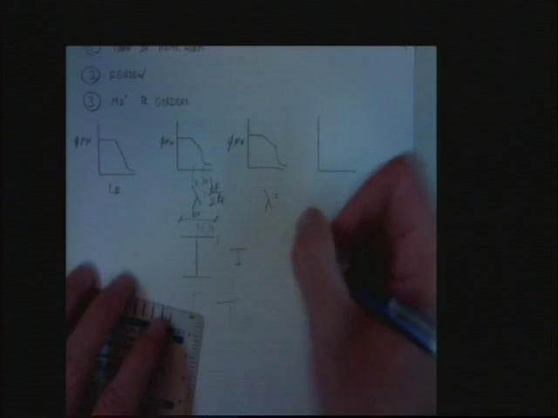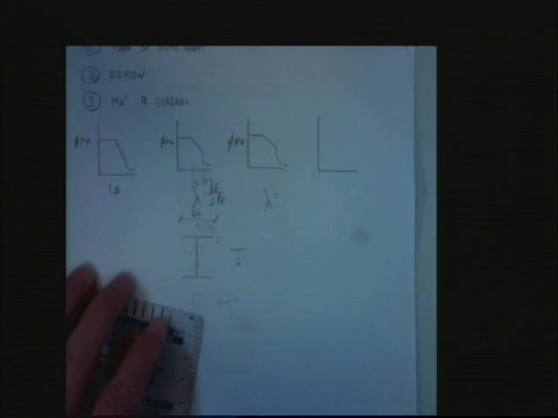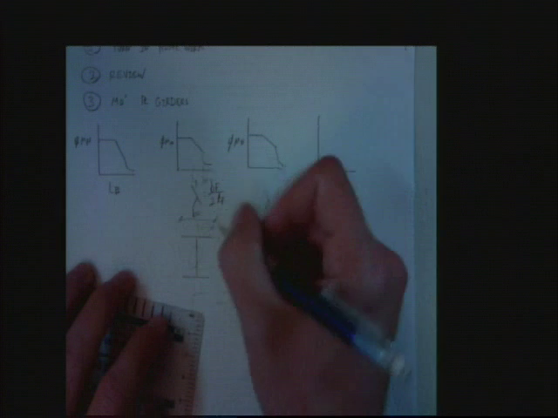The web. That's right. So what are the key variables in the web? What do you think? The thickness and the what? The height.